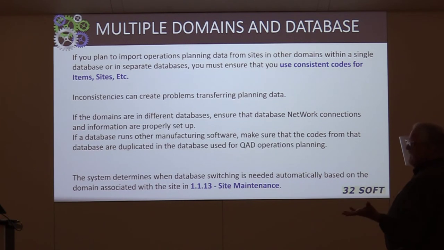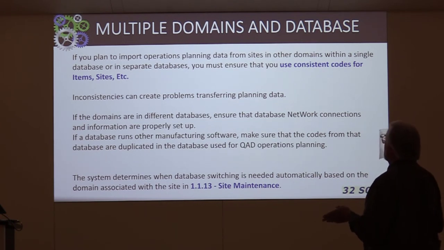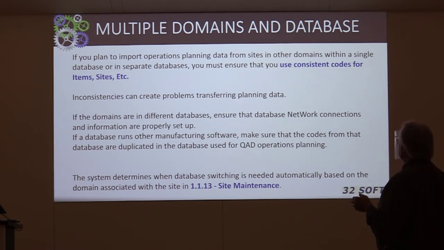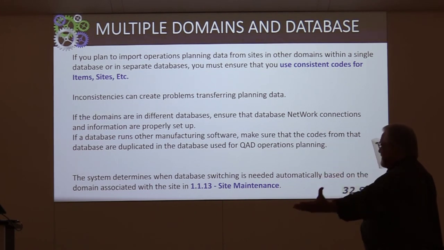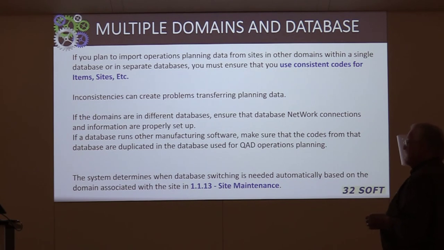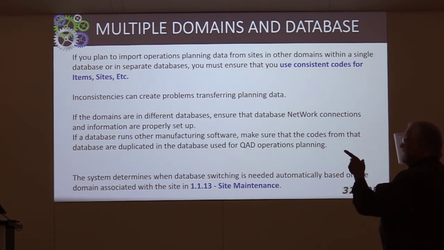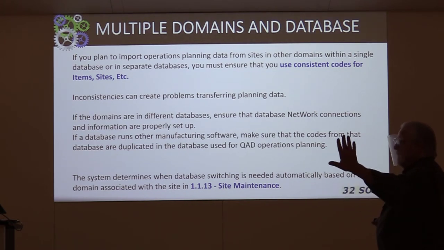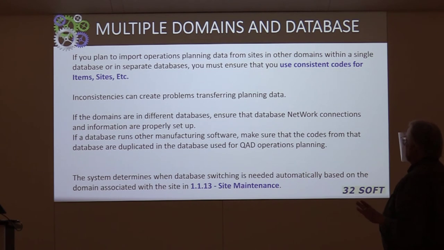Multiple domains, if you're dealing with multiple domains, again, the key is consistency of codes, sites, part numbers, BOMs, families. They all have to be consistent across the entire organization, from domain to entity to site to location. They all need to say the same thing, or you're going to have lots of problems with sales and operations planning.